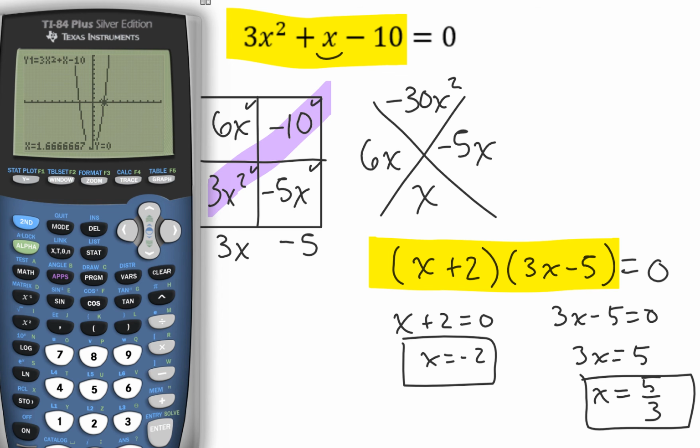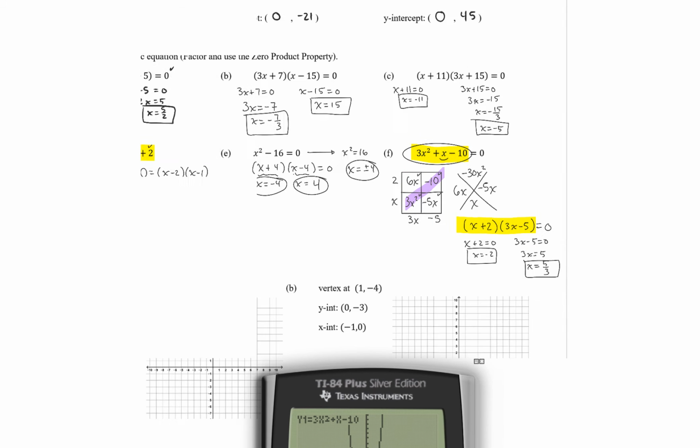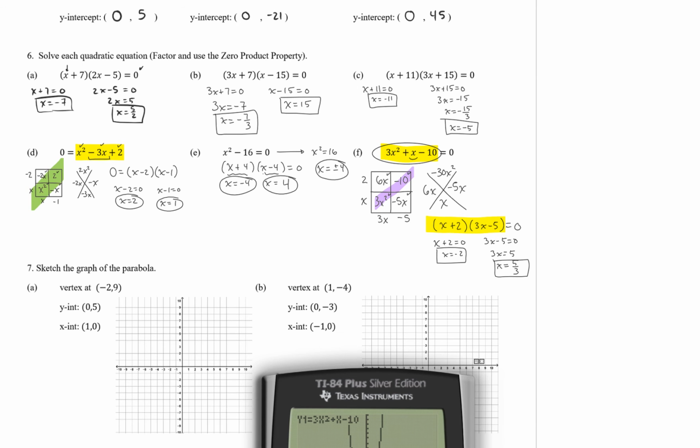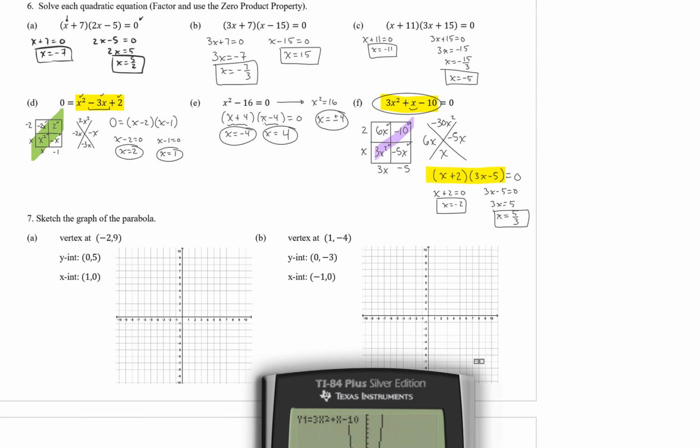So those two values, right, totally do make this thing equal 0, right? Both negative 2 and 5/3 give 0. And I was, again, verifying it by looking at the related quadratic function. And I feel very good about all 6 of those, A, B, C, D, E, and F.